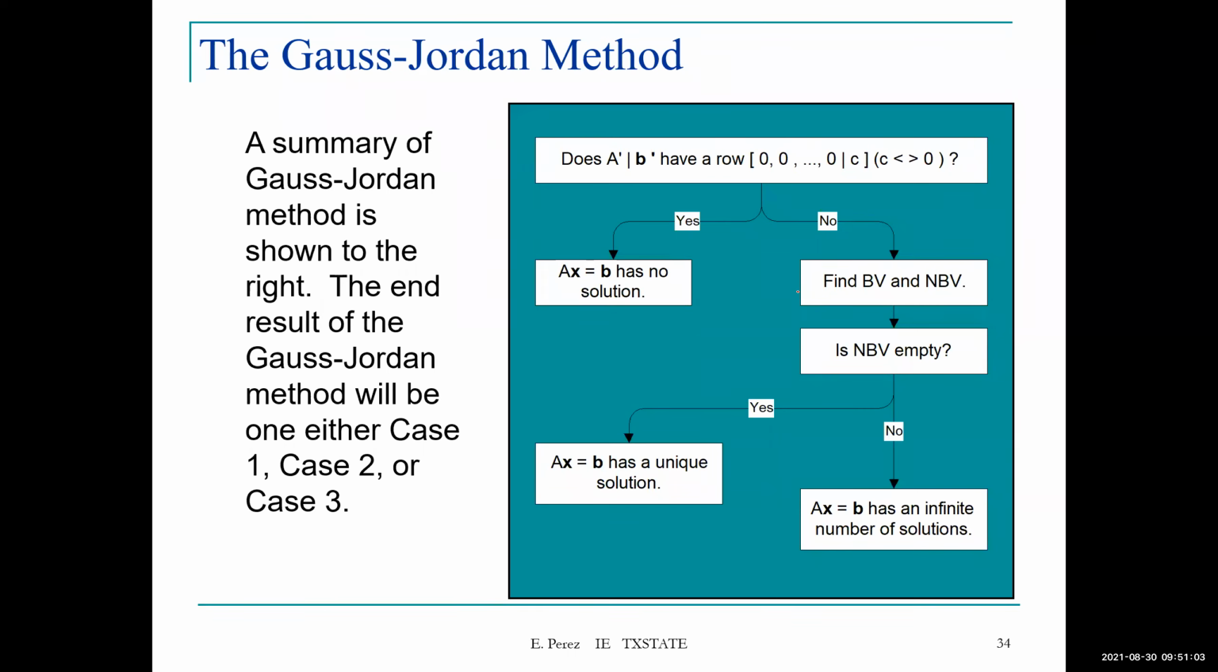So you start by looking at the no solution case. If you have something like zeros and a number on the right-hand side, that means that you have no solution and you're done. So that's this side of the flow chart. So if that's the case, then no solution, you're done.